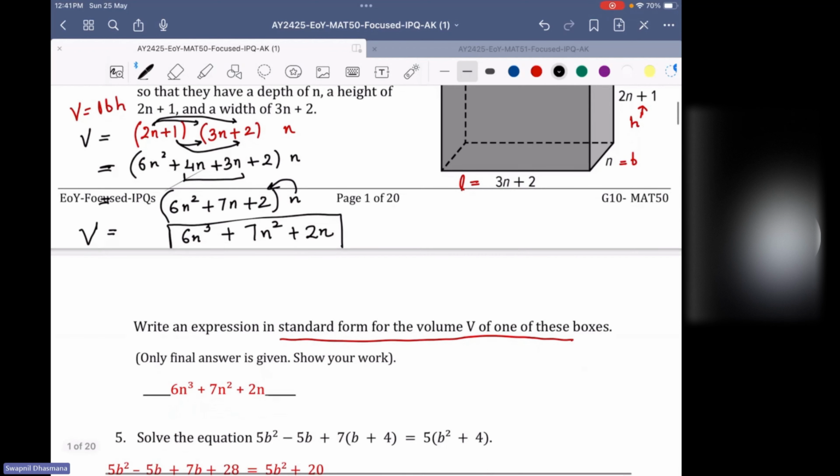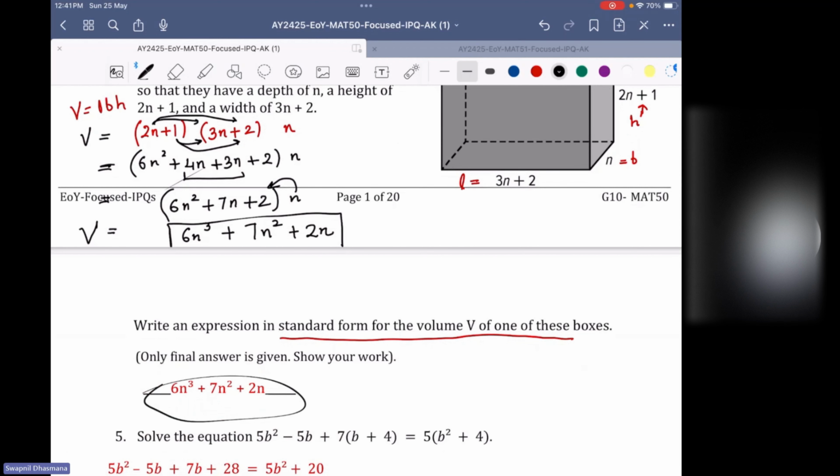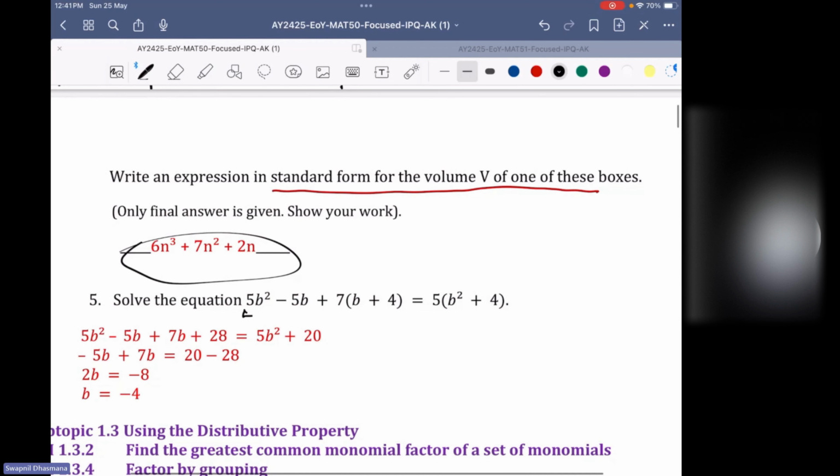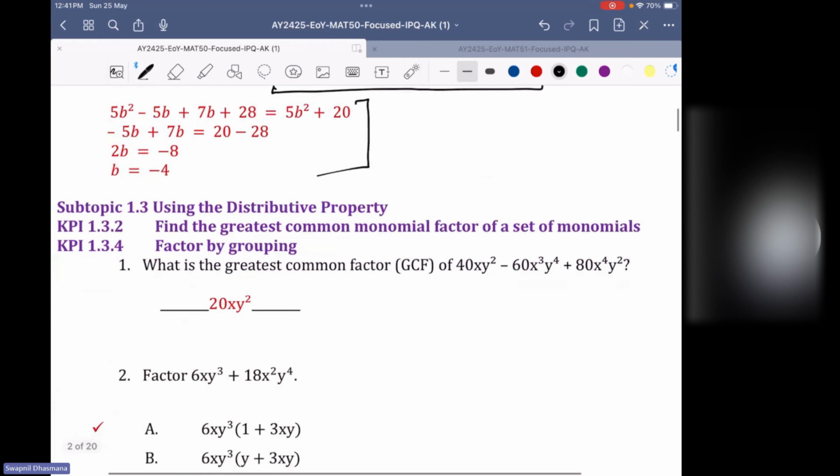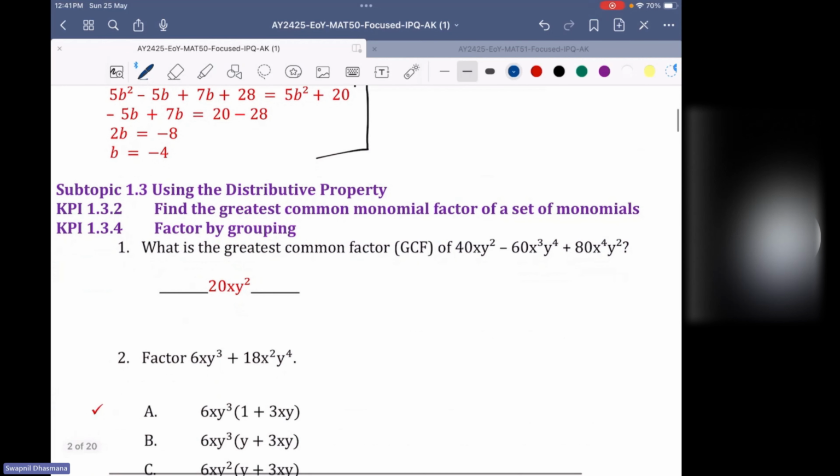You can see the same answer over here as well. The next question is already solved. You can also do it on calculator, but here you have to show steps. So make sure that you show steps. So let's go to the second part.